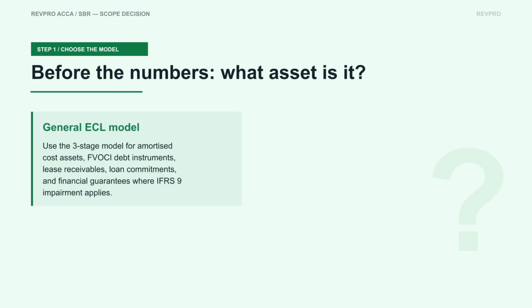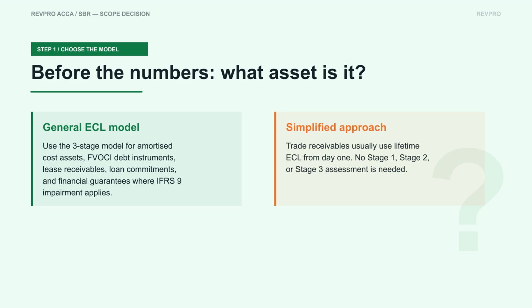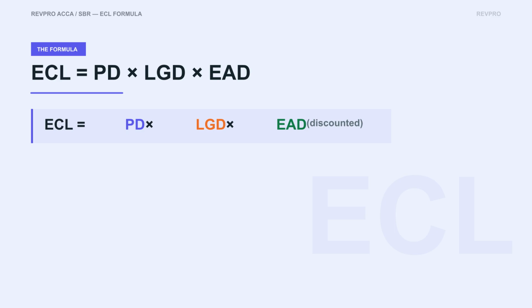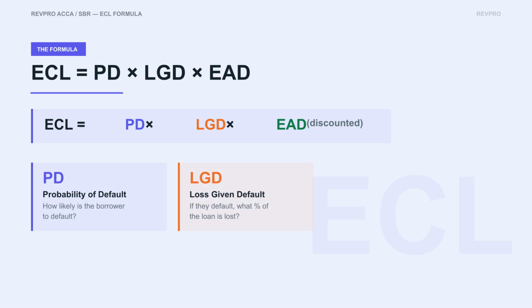The first exam decision is scope. The general ECL model applies to financial assets measured at amortized cost, debt instruments measured at fair value through other comprehensive income, lease receivables, loan commitments, and financial guarantee contracts where IFRS 9 impairment applies. But trade receivables are usually tested using the simplified approach. That means no stage 1, stage 2, or stage 3 assessment is needed. You recognize lifetime expected credit losses from day 1, often using a provision matrix. So before you calculate anything, identify the asset and choose the model.